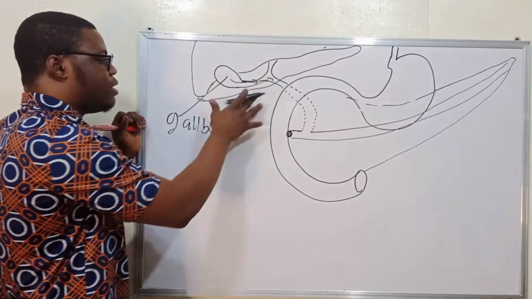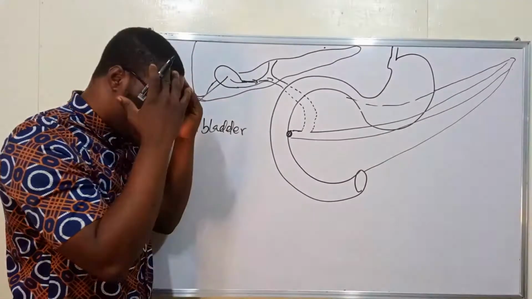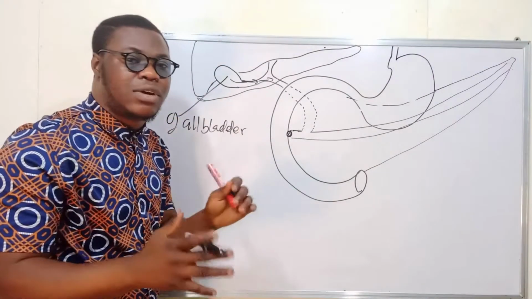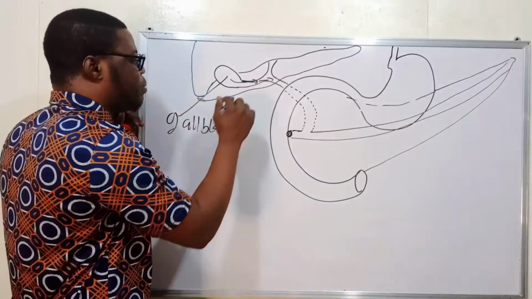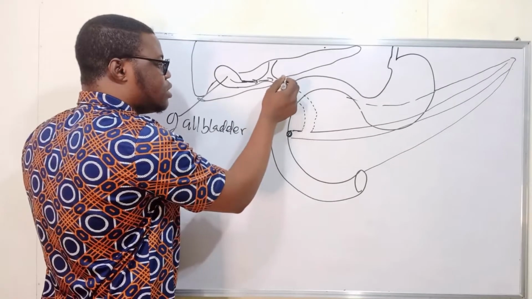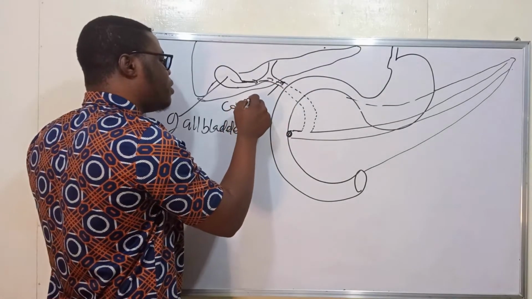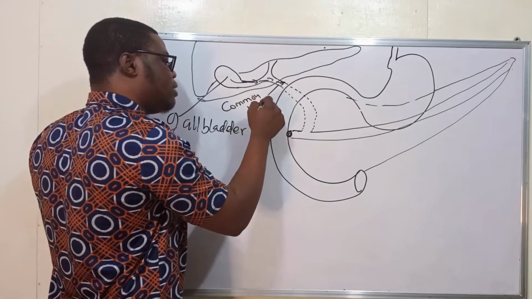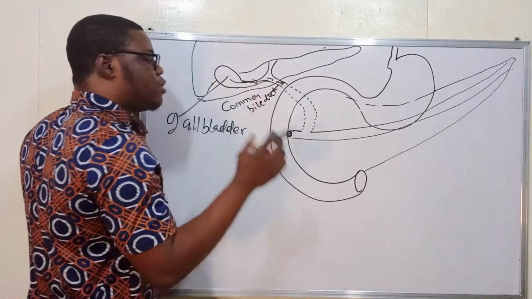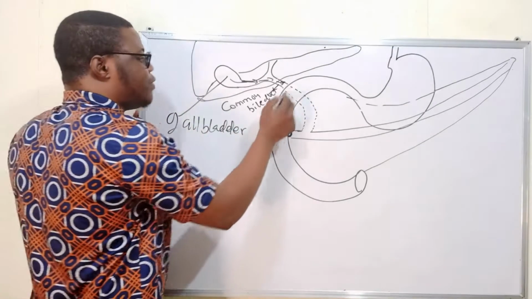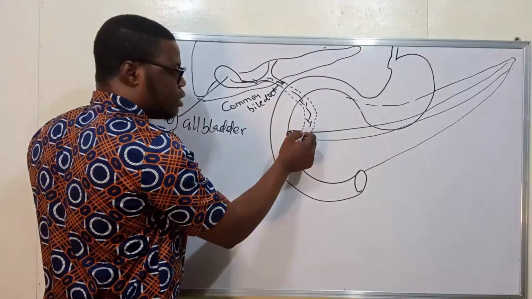So if you don't know anything about this, just check my video on the biliary tract, so you're going to understand this very well. So the bile is going to pass through this place. So this duct is called the common bile duct. You don't need that while describing your small intestine, but for you to understand it, I must do this. Now it releases bile into this junction.